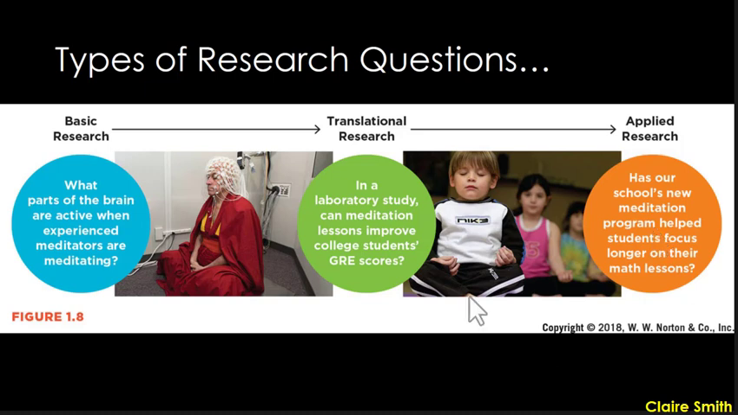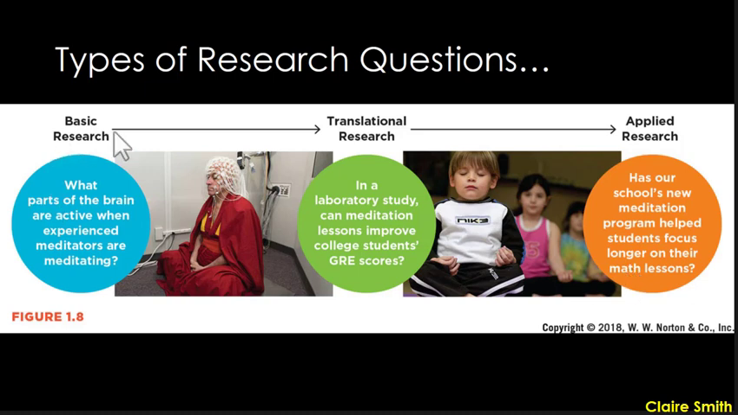And then we have in the middle translational research, which is kind of like a bridge from basic to applied, where findings from basic research are used to develop more practical applications. So in a laboratory study, can meditation improve college students' GRE scores? So this isn't applied because we are in a controlled setting. We're controlling what's going on, right? We're in a laboratory. We have a comparison group, students in either a meditating group or a non-meditating group, taking the GRE afterwards, trying to figure out if that meditation can improve the scores. Whereas applied is we're looking at implementing meditation in an entire school and looking at how it affects students in the real world.